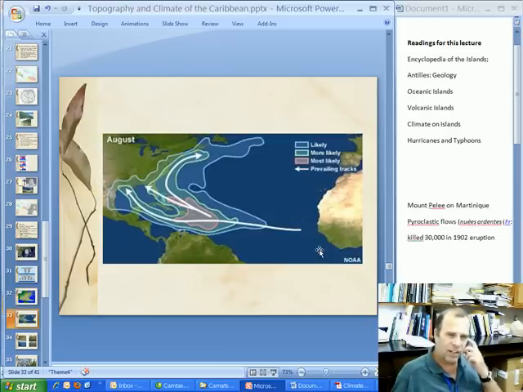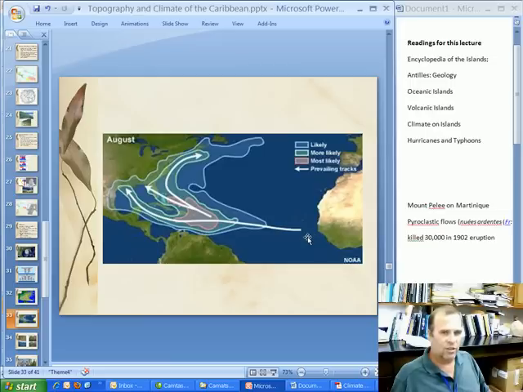This is another diagram which shows you the frequency or the likelihood of encountering a hurricane during August. And these are the main hurricane tracks, these arrows here in the Caribbean. You can see that the Lesser Antilles is right in the middle of the most likely area that you are going to get hurricanes. So the vegetation on the Lesser Antilles had better be adapted to hurricanes.